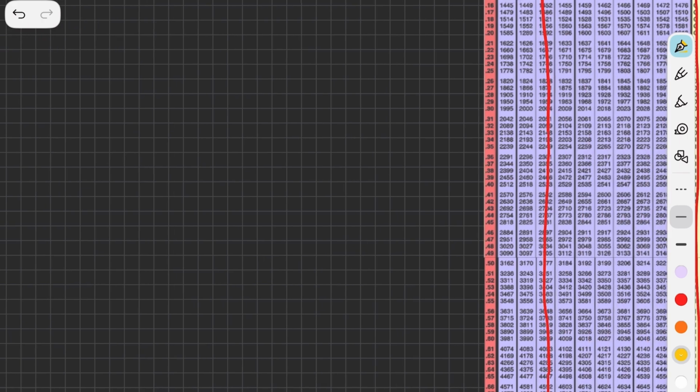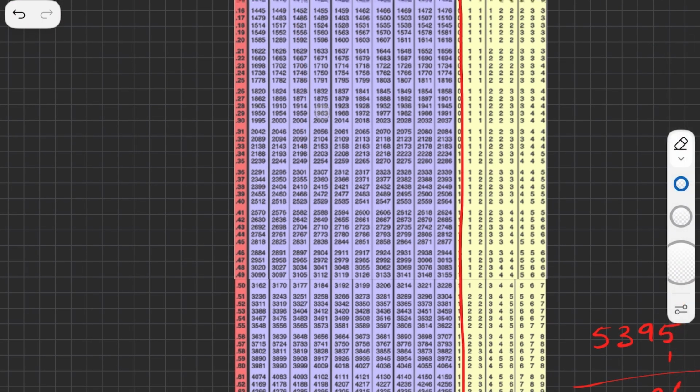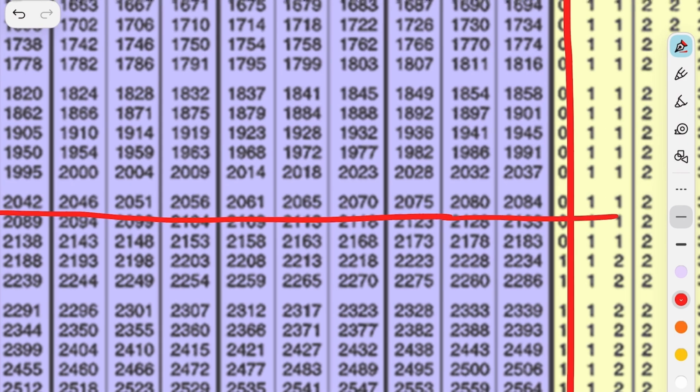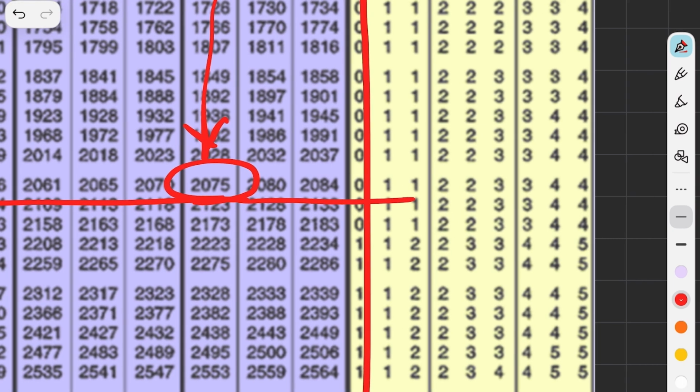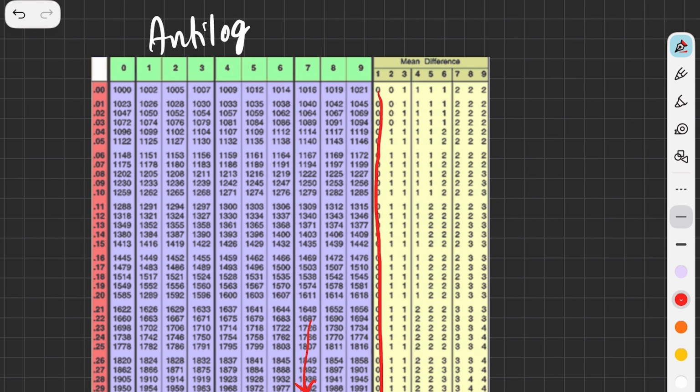So I see 31 is the row number, 7 is the column number, and 5 is the mean difference. So 3175. Taking the color red, 31, and 7th is this number. So this is your 7th column, and 3175, and the 5th mean difference: 1, 2, 3, 4, 5. So this is your 5th number, the 5th column, the 5th mean difference. This is the 5th, and this is the 7th column.